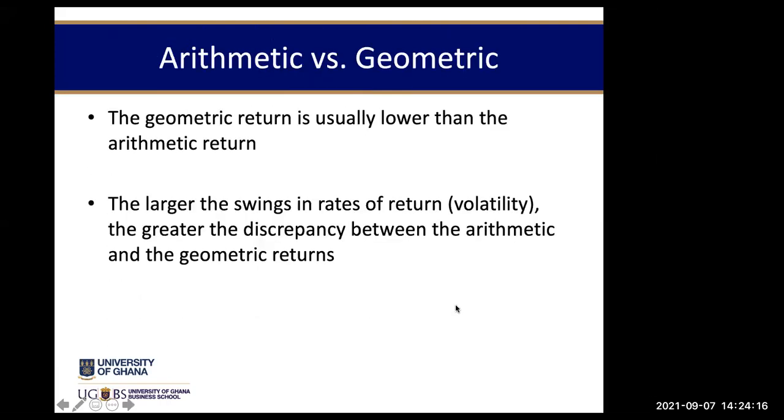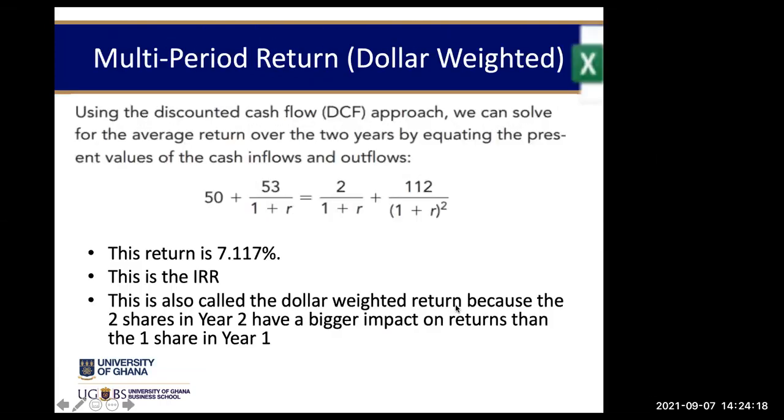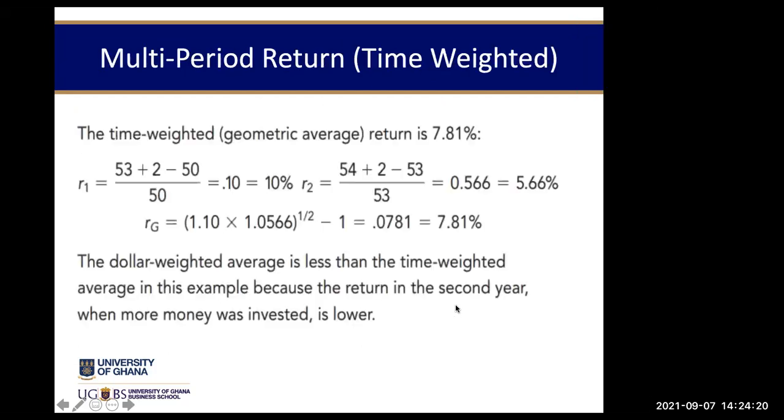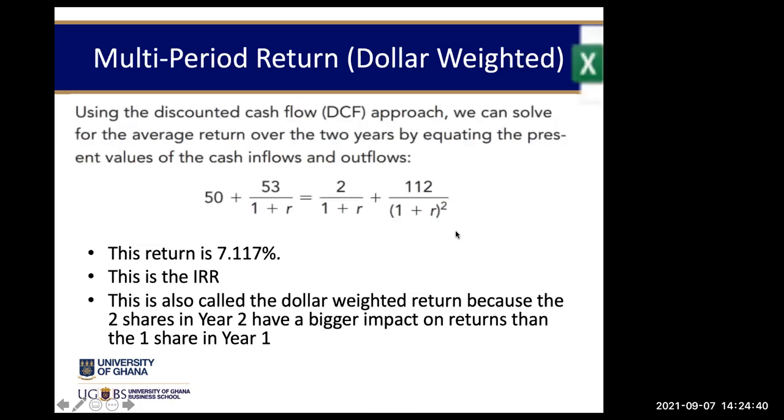Okay, so again here, because we are computing the compound return and the geometric mean return, we don't add, we multiply. And then we raise the power 1 over n. Here, how many years do we have? 2 years. Okay, minus 1. So that gives you a time weighted return of 7.81%, which is higher than the dollar return of how much? 7.117%.